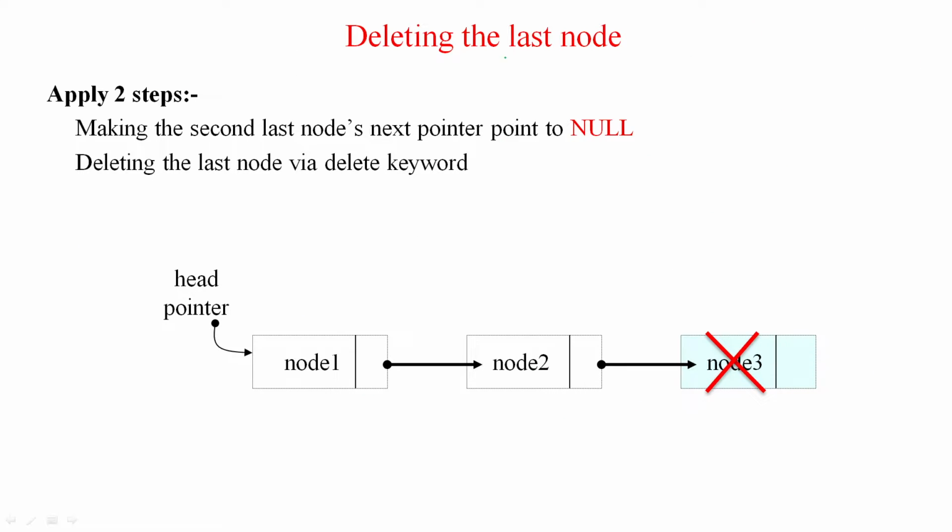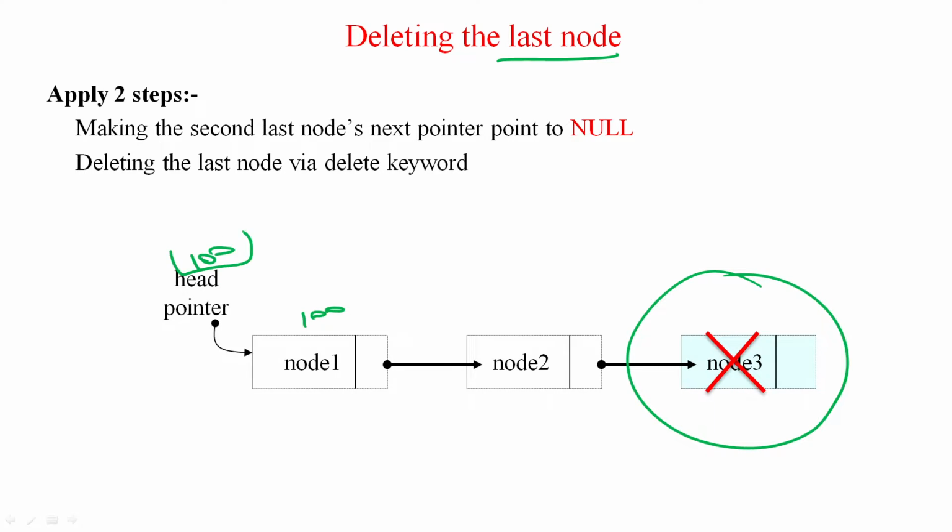Next, deleting the last node from a single linked list. So this is the last node in the single linked list. Suppose node 1 has the address 100, so automatically the address stored in the head pointer is 100. Then assume this is 104, this is 108. So 104 is written here, 108 is written here. This is null, right? The last node's address is null.